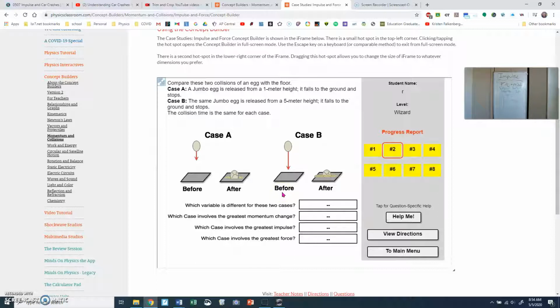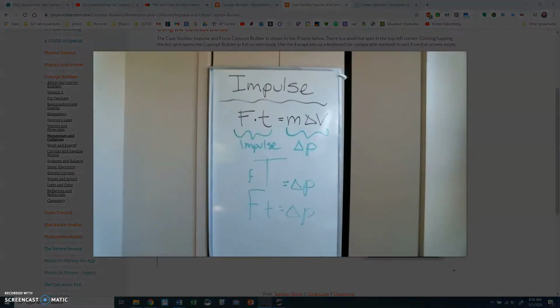This is that egg, okay? So let's just talk about what they've got in relation to this. A jumbo egg is released from 1 meter high, and it falls to the ground and stops. The same jumbo egg is released from 5 meters high, and it falls to the ground and stops. The collision time is the same for each, right? So which variable is different for these 2 eggs? Is the force different? Well, it's the same egg, same mass, so the force of gravity is the same. The time it cracks is the same. The mass of the egg is the same, but the velocity is different.